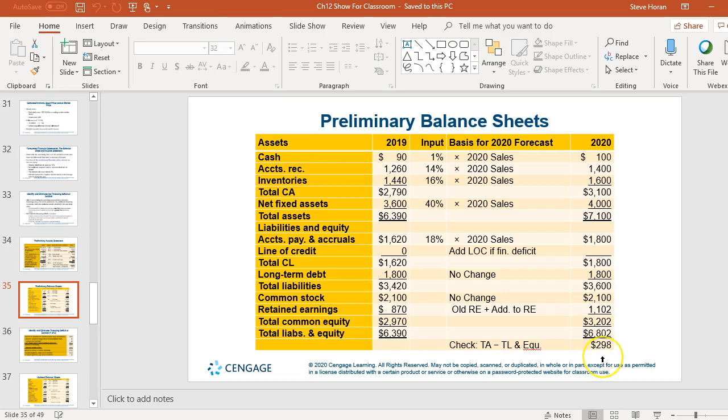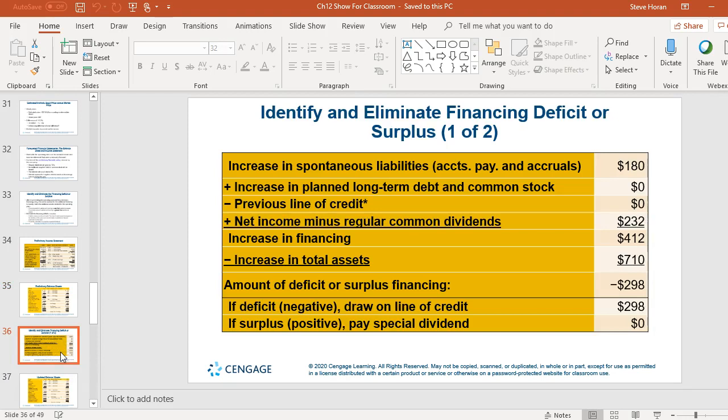However, it doesn't balance initially, which is not unusual. So assets are $7,100,000. Liability and equity is $6,802,000, a difference of $298,000. So that's when we have to go back and decide how we should fix that. So you can see here how we do that.